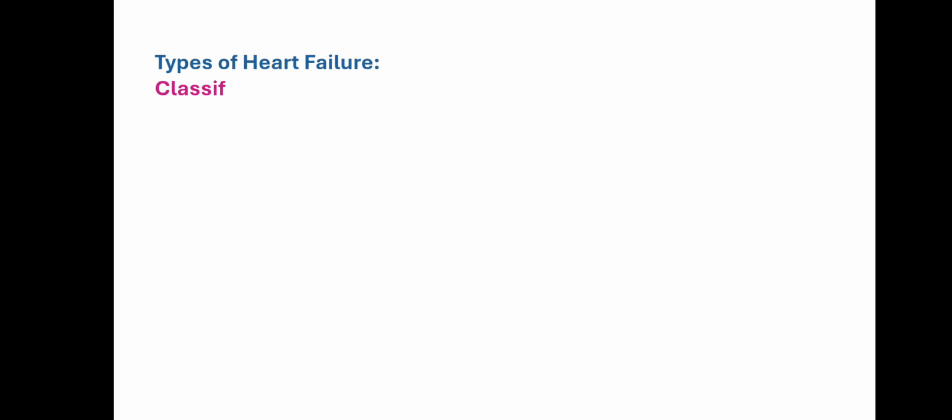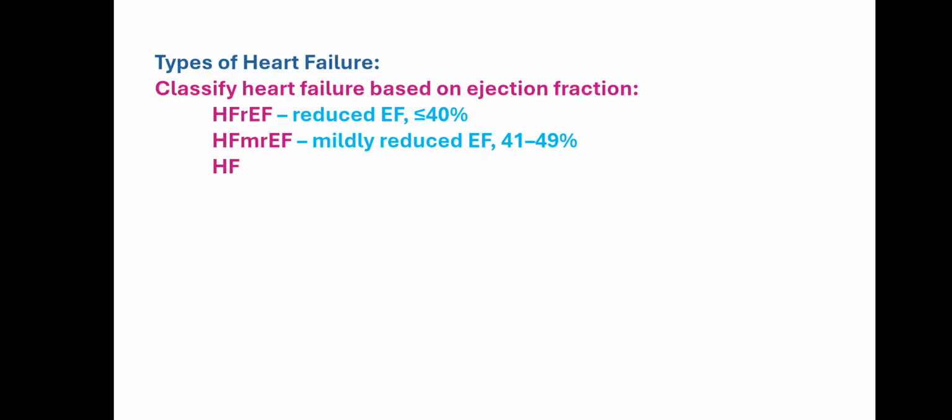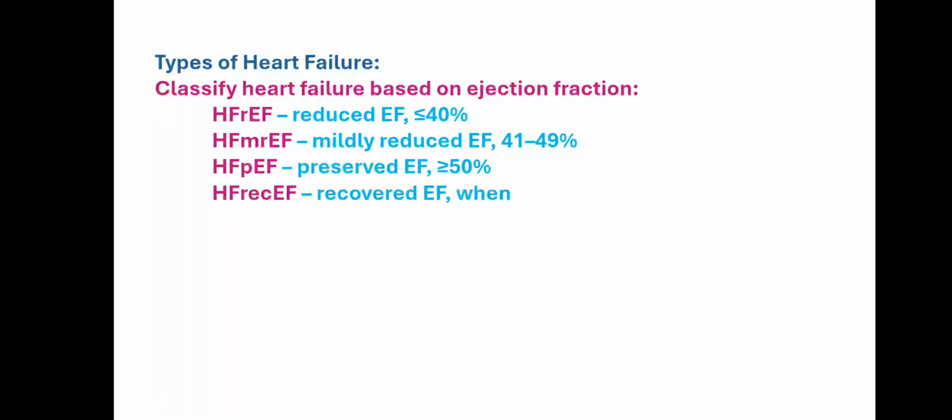Types of heart failure: we classify heart failure based on ejection fraction. Heart failure with reduced ejection fraction: less than or equal to 40%. Heart failure with mildly reduced ejection fraction, that is ejection fraction 41 to 49%. Heart failure with preserved ejection fraction, that is 50% or more. Heart failure with recovered ejection fraction. Recovered means when ejection fraction improves after therapy.